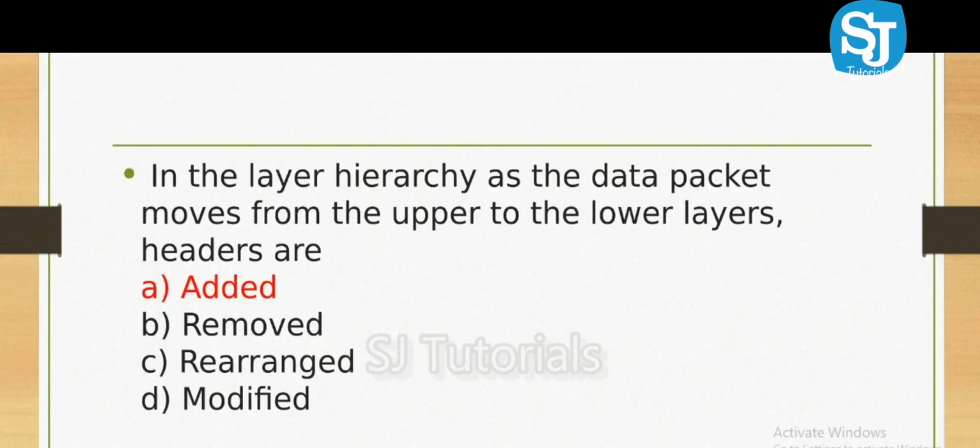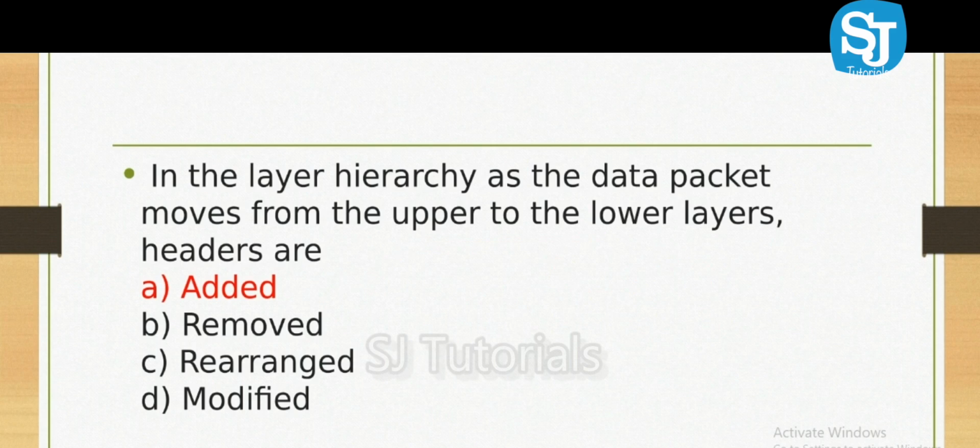The first question: in the layer hierarchy, as the data packet moves from the upper to the lower layer, the headers are dash. The options are added, removed, rearranged, and modified. We know that data packets move from the upper layer to the lower layer. Upper layer means the application layer and the lower layer means the physical layer. So the data moves from the application layer to the physical layer, and the headers are added.